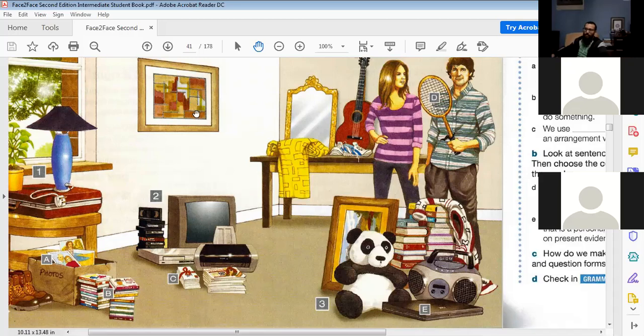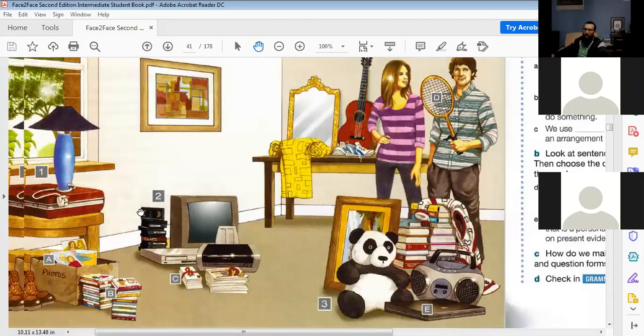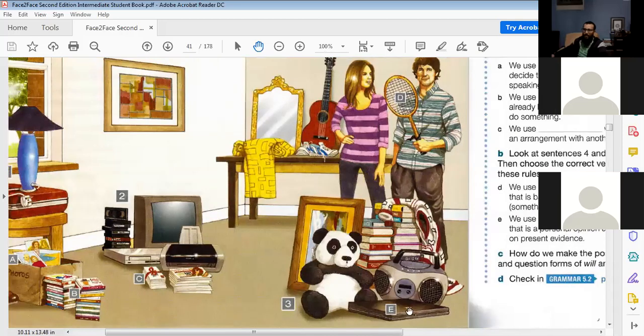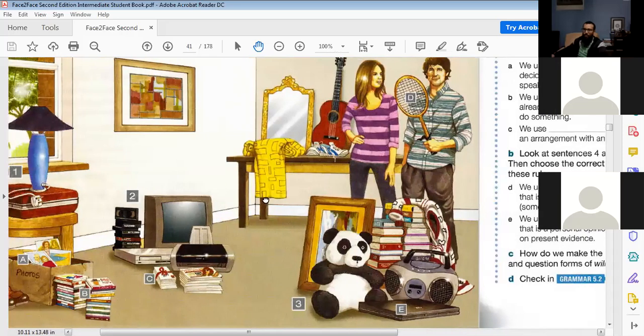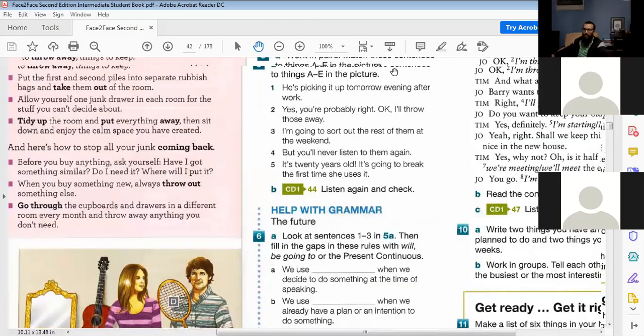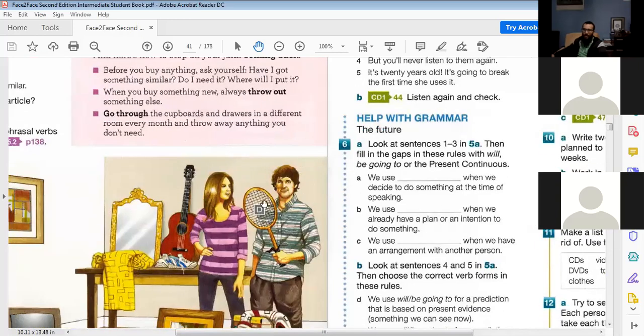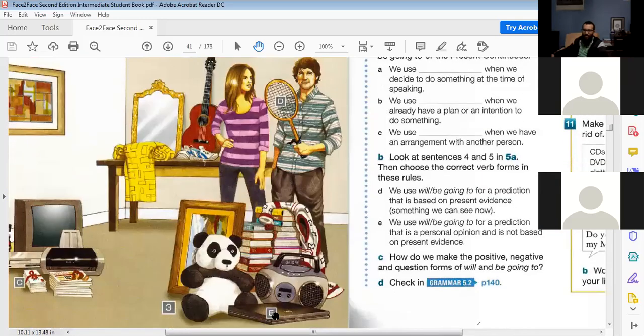Okay, maybe CD player. But CD player is not included in the letters. You have to choose A to E, one of the letters only. Can you see the question? Match these sentences with things A to E. So only A to E, you can't choose. D, the tennis racket, and E, the laptop.